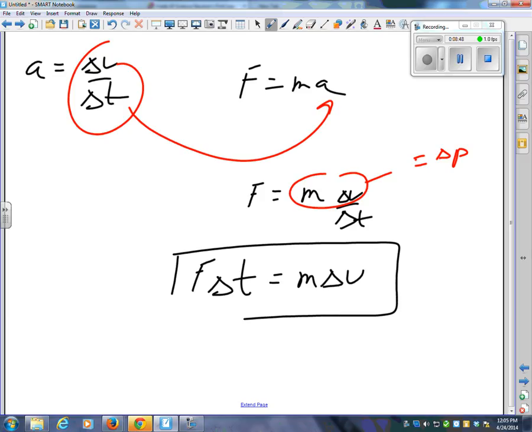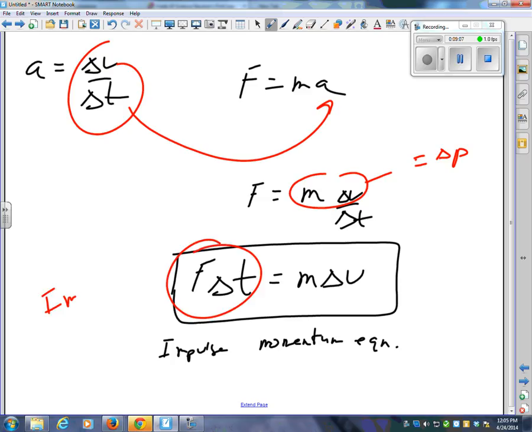And that is known as the impulse-momentum equation, exactly. Force times change in time equals mass times change in velocity. The left-hand side, the F delta T part, is referred to as the impulse, and this part is the change in momentum part. And the letter we use for impulse is J.